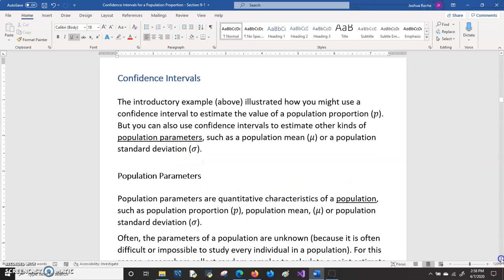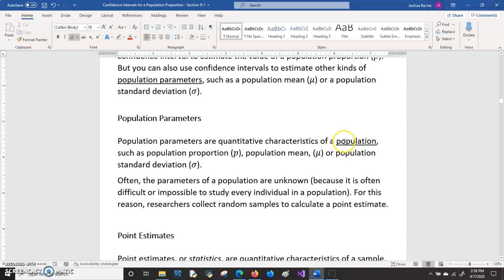Population parameters are just quantitative characteristics of a population, and the most common population parameters would be a population proportion, P, a population mean, mu, or a population standard deviation, sigma. Usually population parameters are unknown because it is often difficult or impossible to study every individual in a population. And for this reason, researchers collect random samples to instead calculate a point estimate.